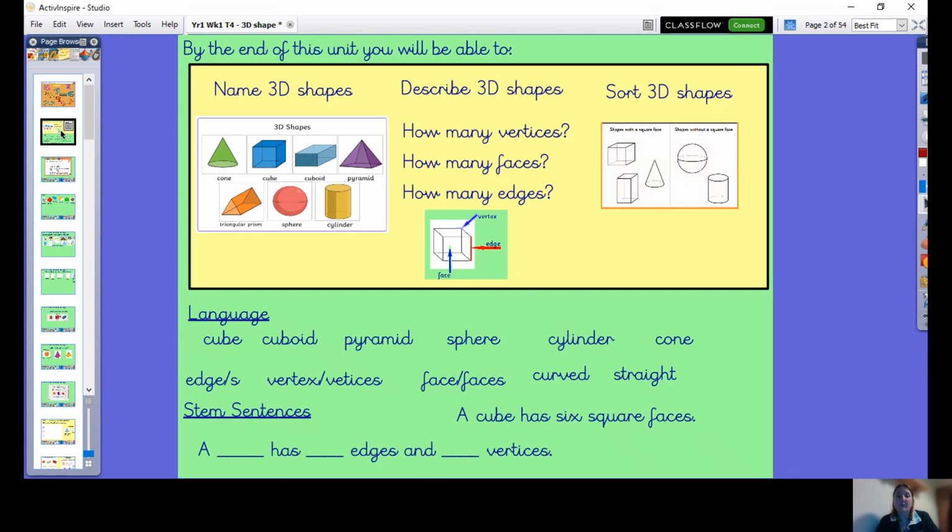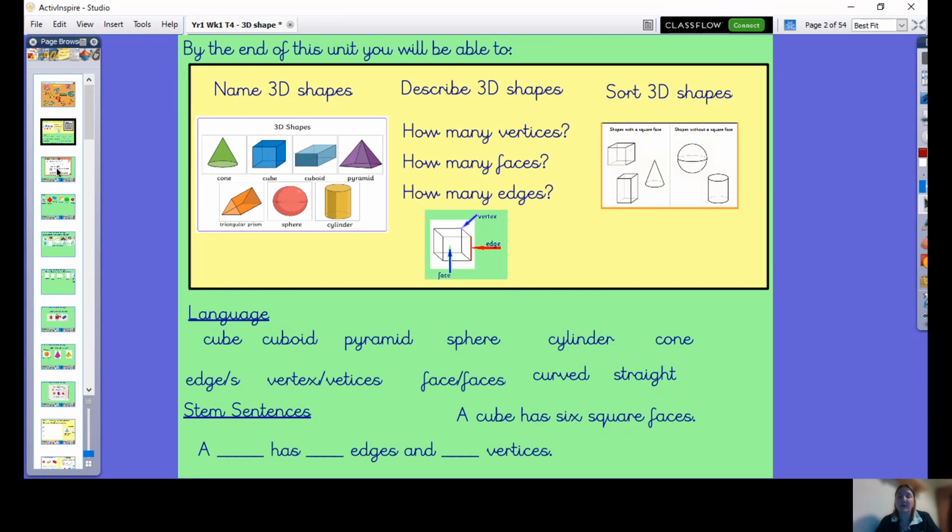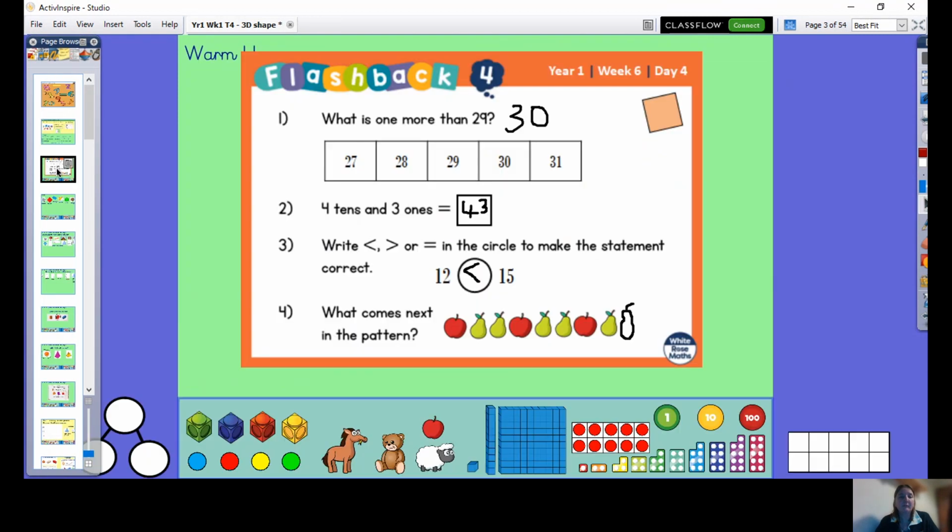So this term we're going to be looking at 3D. Well, this next week we're going to be looking at 3D shapes. We're going to be naming them, describing them, sorting them. So very similar to what we were doing before half term, looking at 2D shapes. This time we're looking at 3D shapes, but you will need your knowledge of 2D shapes to help you with some of the work that we're going to be doing this week.